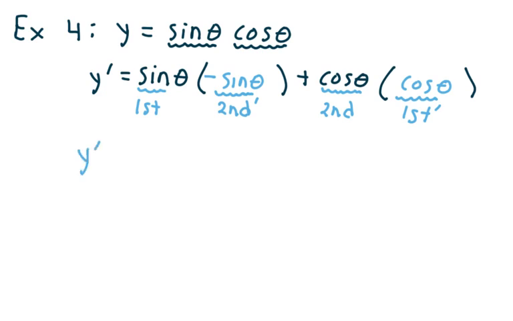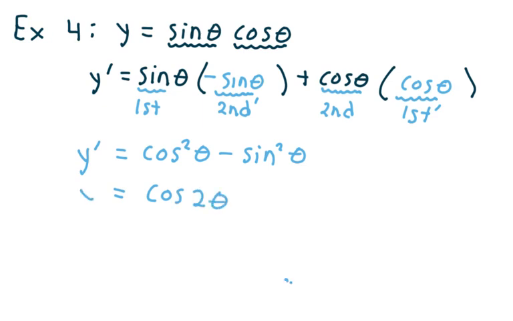And so y prime is equal to cosine squared theta minus sine squared theta. And I hope that looks familiar to you guys. This turns out to equal cosine of 2 theta. And that's how you do example 4.